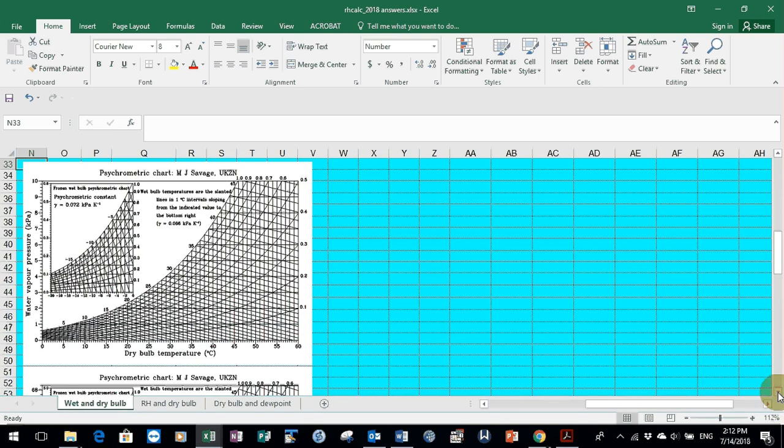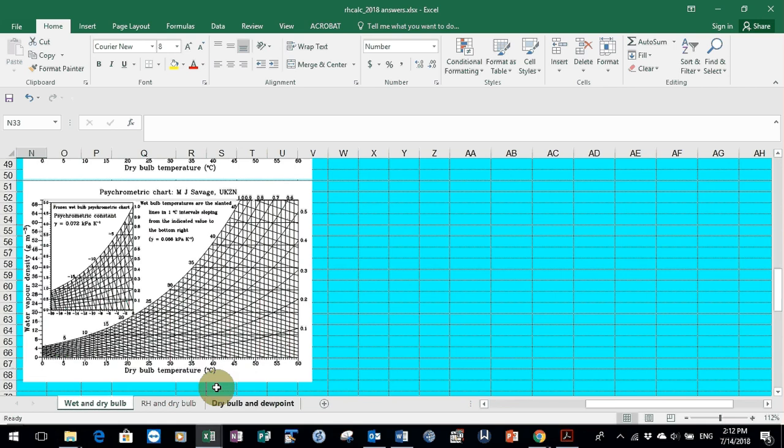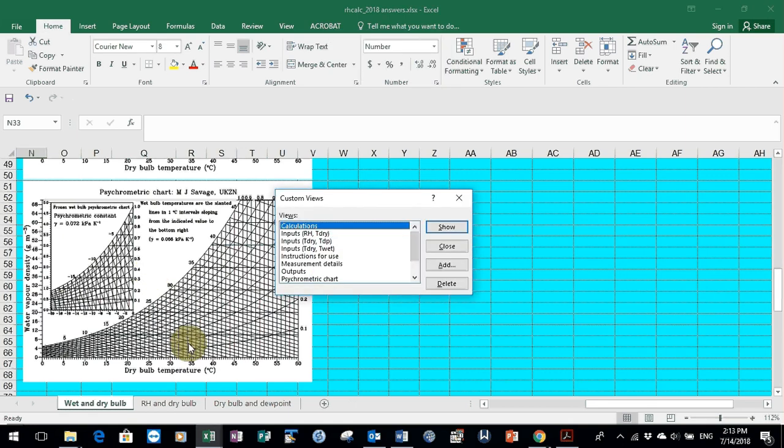Beneath this chart, there's also the same chart but for water vapor density. The main chart is for water vapor and saturated water vapor pressure, and the inset chart is for ice. Those charts are based on the psychrometric constant.